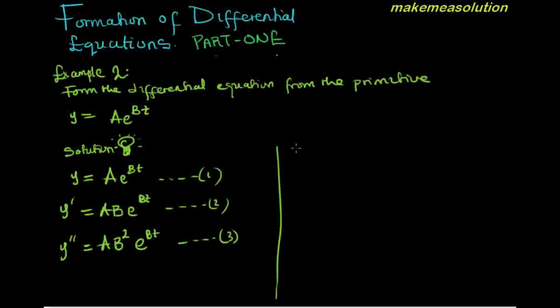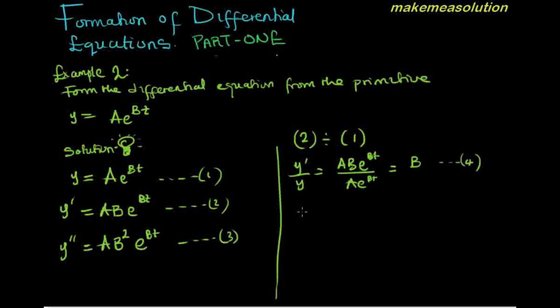So this is how you normally resolve it. Let's say we divide equation 2 by 1. So equation 2 divided by equation 1 gives me y prime over y is equal to ab exponential bt divided by a exponential bt, and clearly this is just going to be b. Now this is equation 4.